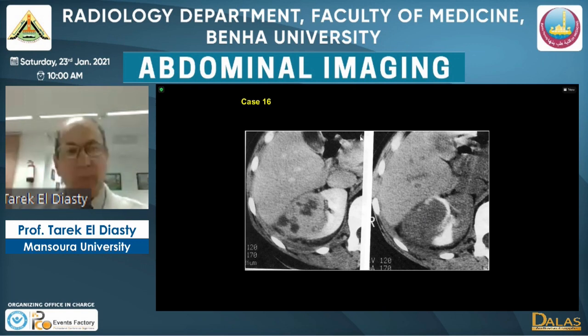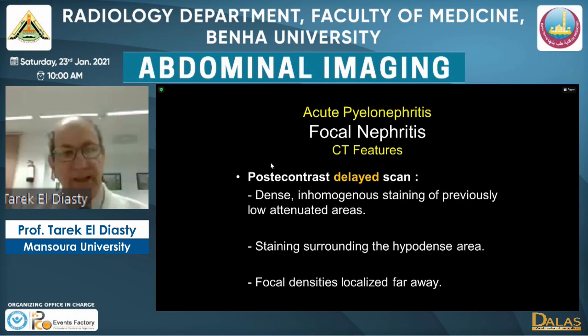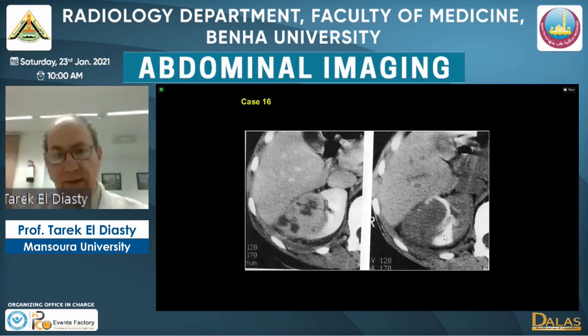And on CT, focal nephritis is characterized in the delayed scans, maybe 1, 2, or even 3 hours after contrast administration, by dense inhomogeneous staining of a previously low attenuated area. This may be surrounding the tumor or maybe some far away from the tumor due to obstruction of the tubules by the debris and pus cells. So this impedes the washout of contrast. So this staining around the tumor or the mass never occurs in renal cell carcinoma.